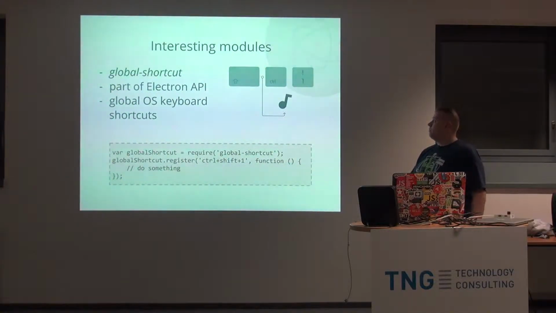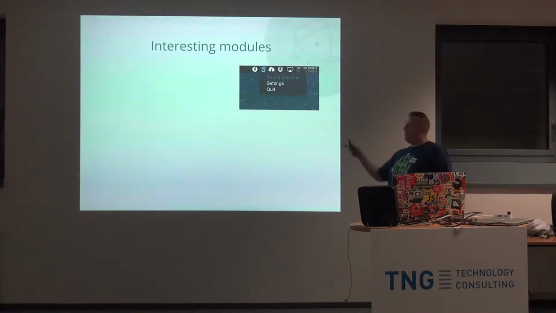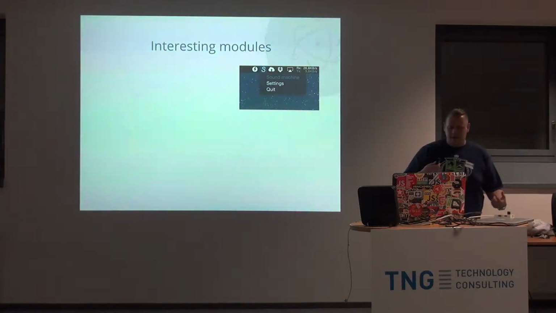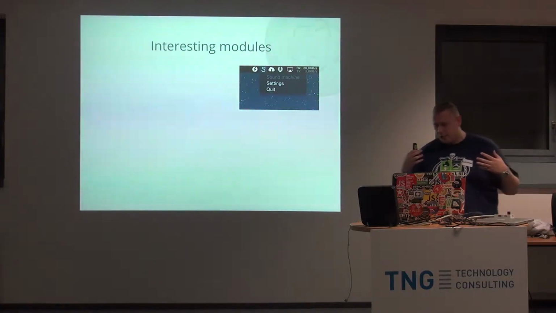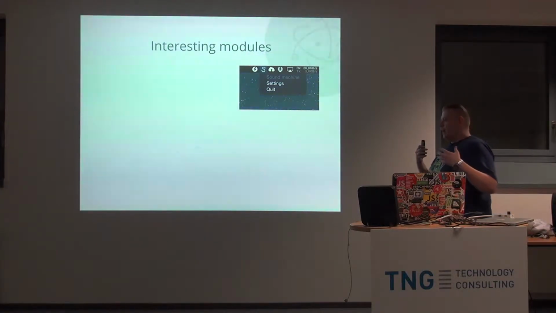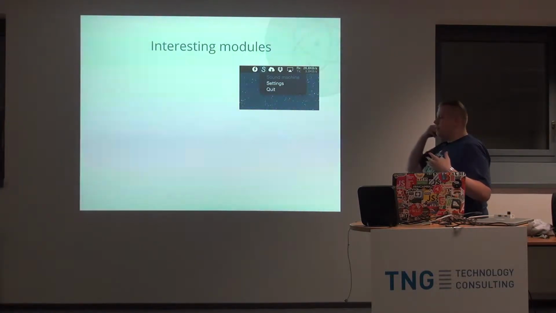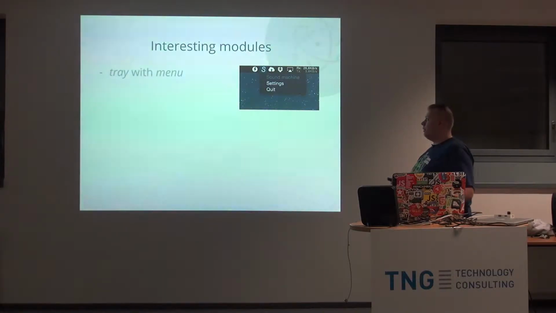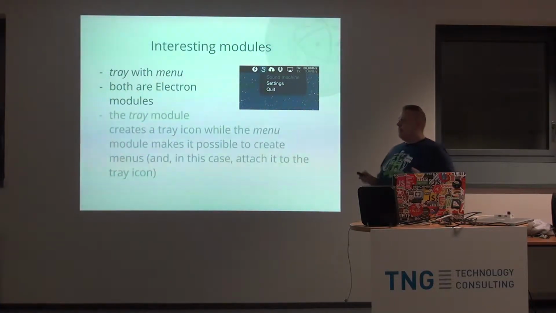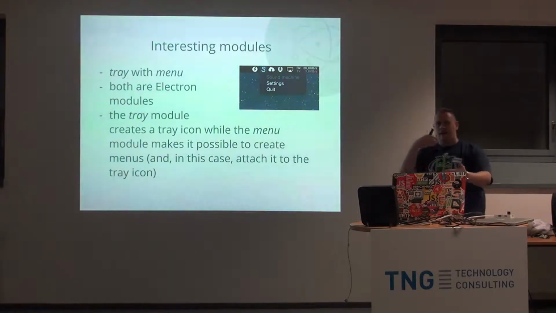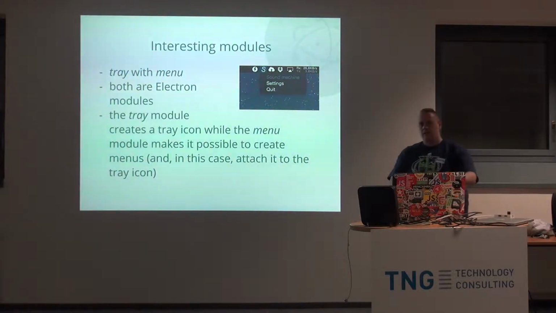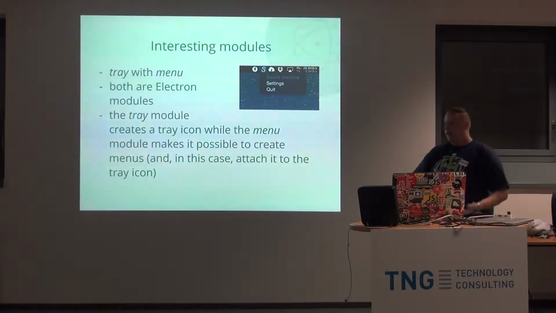So very cool. Another cool feature is having a tray icon. And it's not only interesting because of the tray icon, it's interesting because it shows how several modules can work together. So let's take the tray module with the menu module, and both are, of course, Electron modules. And the tray module is going to create your tray icon. Then you're going to instance your menu and connect it to a tray icon.